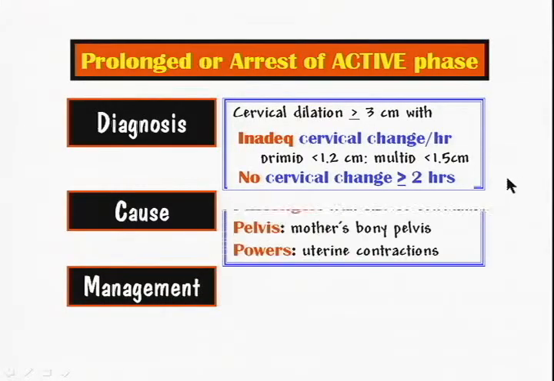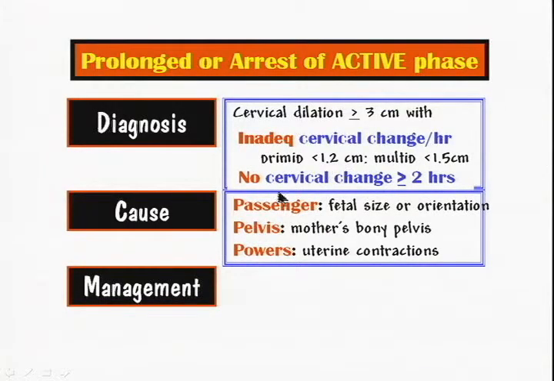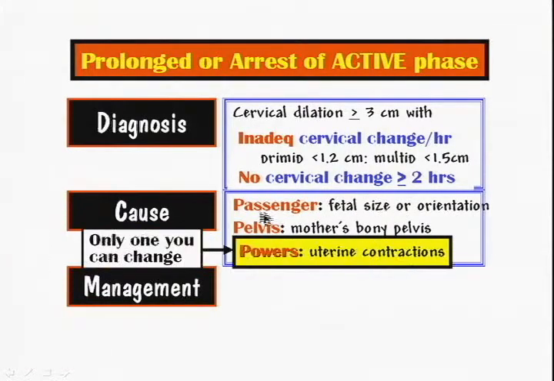The causes, these are what I call the 3 Ps. The passenger, the fetus. This is either because of the fetal size or the way the baby is oriented in the uterus. The mother's bony pelvis, or the powers, the uterine contractions. So the passenger, the pelvis, and the powers. Can you change the passenger? Well, of course not. Can you change the mother's bony pelvis? Of course not. The only one that you can change is the uterine contractions.